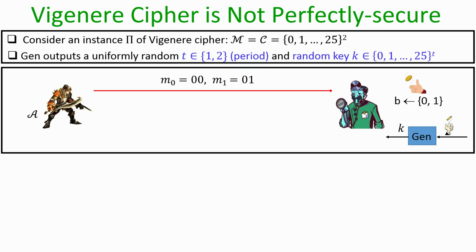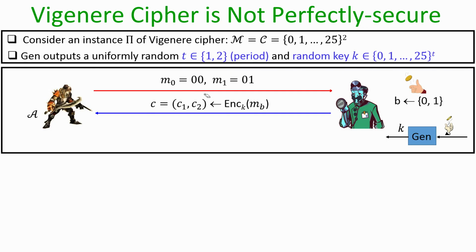And once it has decided what to encrypt, it runs a key generation algorithm which is going to output a period, which could be either 1 or 2, and once the period is generated, a key of that size is uniformly randomly picked and given to the verifier. And now, using that key, the verifier encrypts and sends the ciphertext to the attacker. So, let the ciphertext characters be C1 and C2.